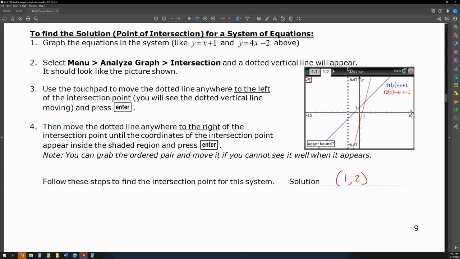Anytime that you have two equations, you can plug them into a graph in the Inspire and use the Analyze Graph intersection tool, and that's going to help you check your work. Of course, we still do need to see you graph those lines on your own.